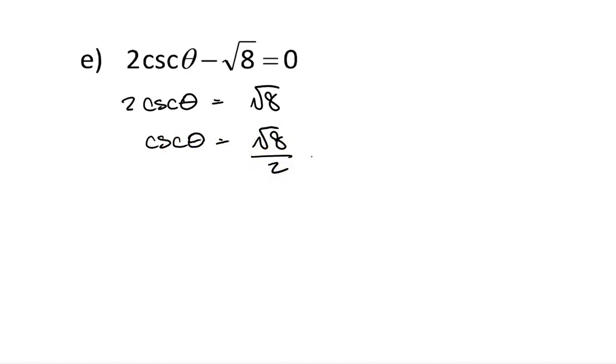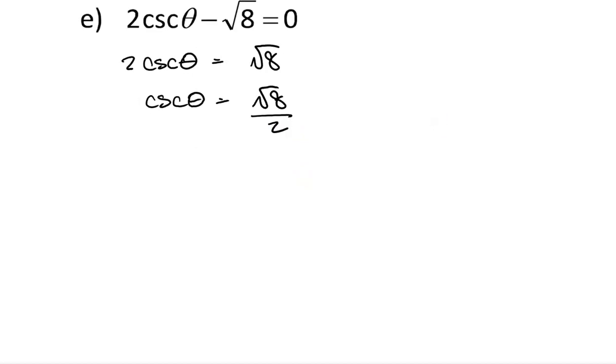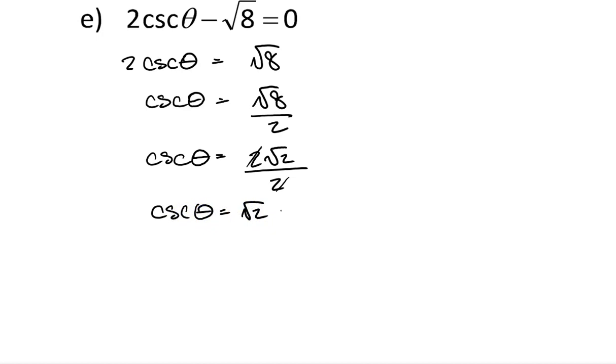over 2. And you know what? That's a radical of root 8. You can simplify it, and you can write it as cosecant theta is equal to root 4 times 2, that 4 goes on the outside. So that is 2 root 2 over 2, and these 2's cross out. And I could say cosecant theta is equal to root 2. Okay, well, I've gotten this far. I also have to find theta, though. So that is the inverse cosecant of root 2.